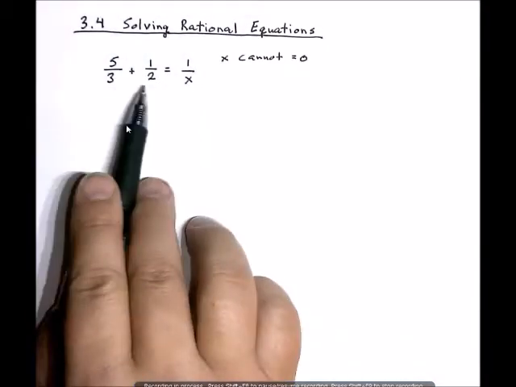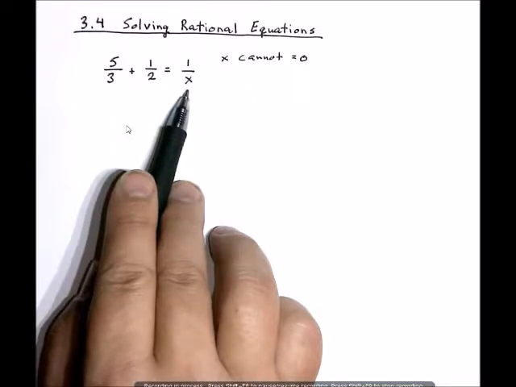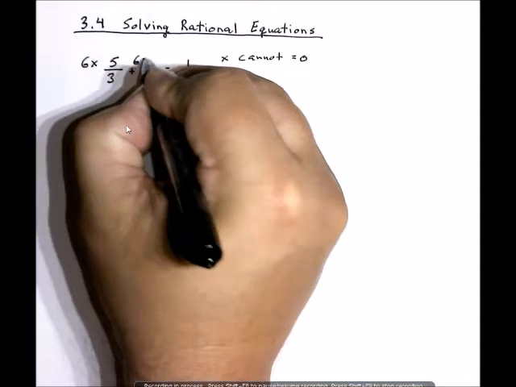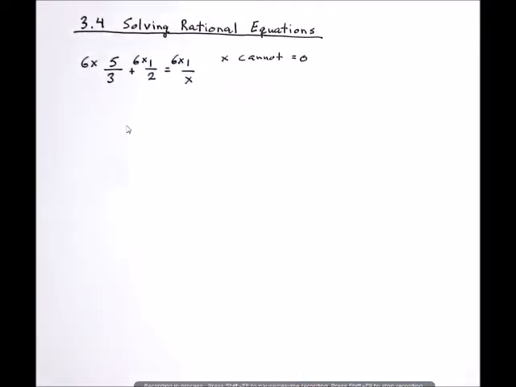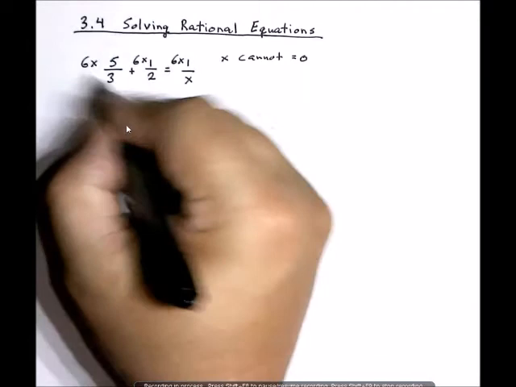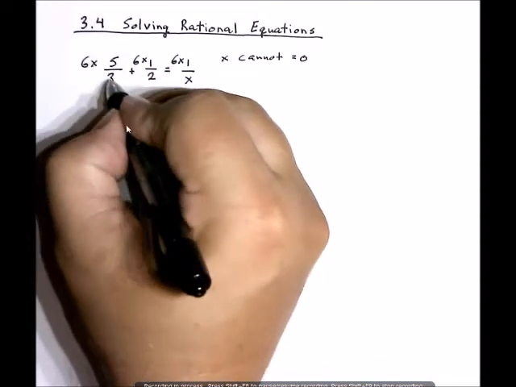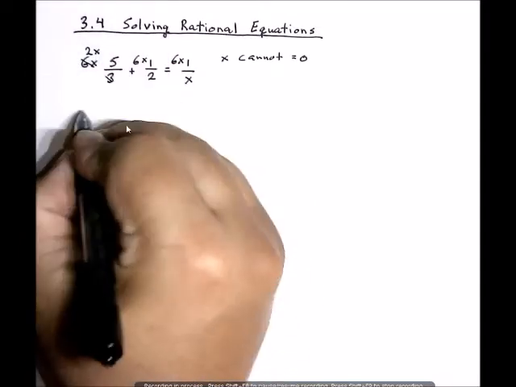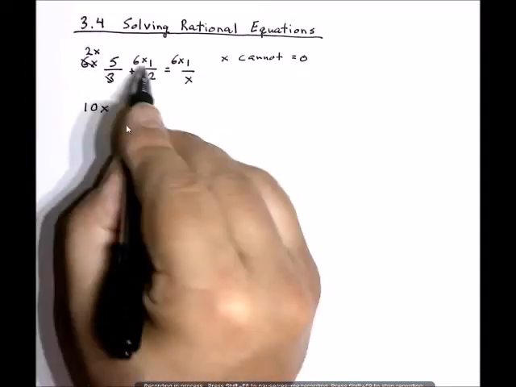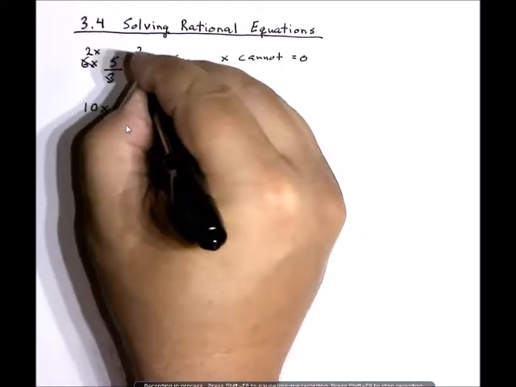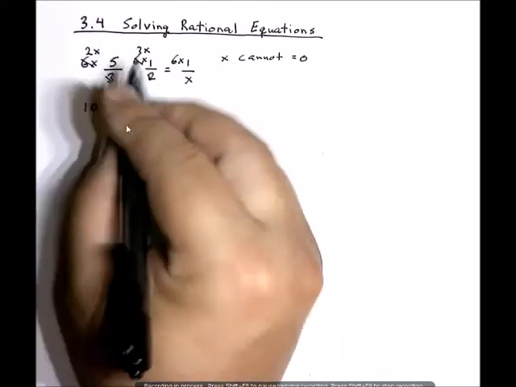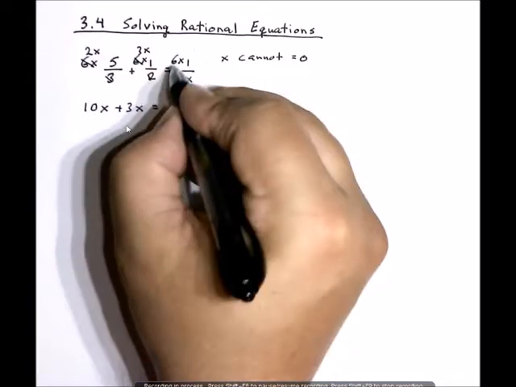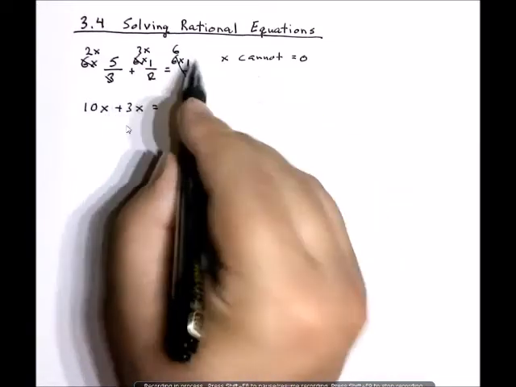So the least common multiple of 3, 2, and x is 6x. So I'm going to multiply every single term by 6x. So on this one, 6x divided by 3 is 2x. 5 times 2x is 10x. 6x divided by 2 is 3x. 3x times 1 is 3x. And 6x divided by x is 6. 6 times 1 is 6.